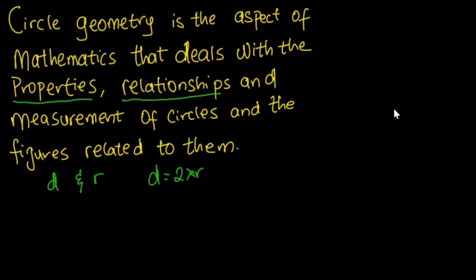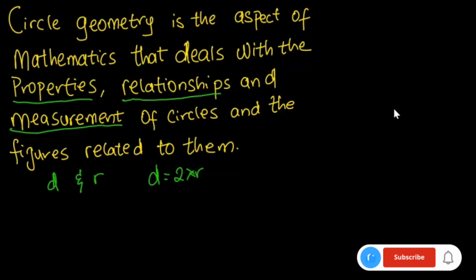So we can study the relationship between properties, or we can also talk about the measurement of these properties. Measurement like the length of a diameter, the length of an arc, the circumference itself. So basically in circle geometry, we are studying or measuring properties, relationships, and also measurements of various parts of a circle and the figures that relate to them.